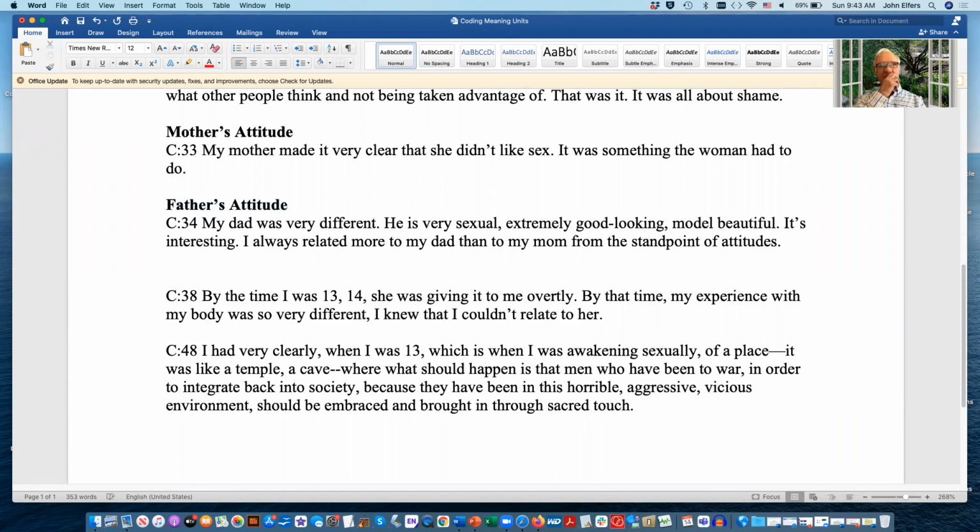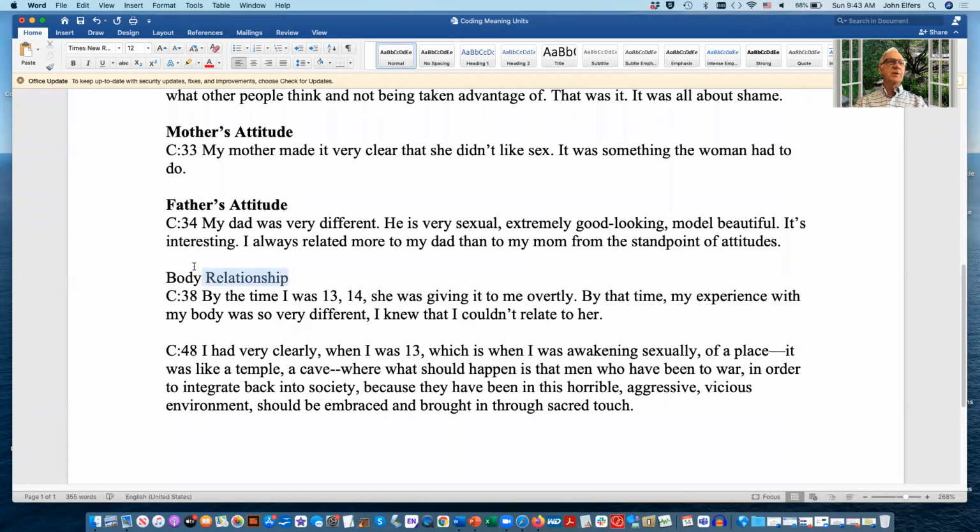And here, by the time I was 13, 14, my mother was giving it to me overtly. By that time, my experience with my body was very different, and I knew that I couldn't relate to her. So this is body relationship with her body.